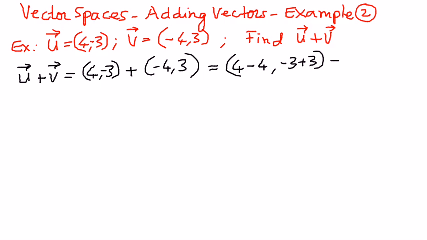And when we combine them, 4 minus 4 is 0, -3 plus 3 is 0. So we result with a 0 vector. And now, how do we graph this type of a situation? So the way to do that is as follows.